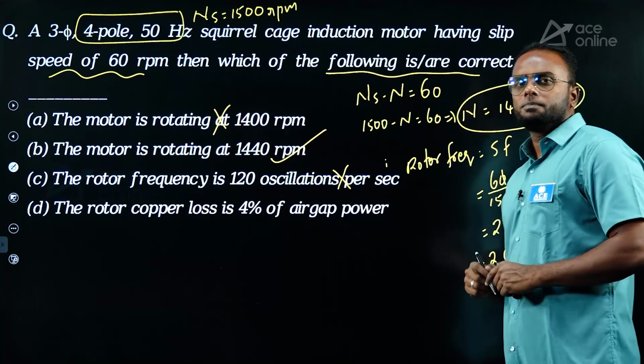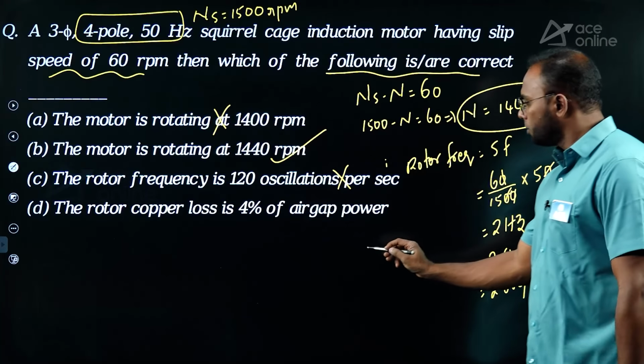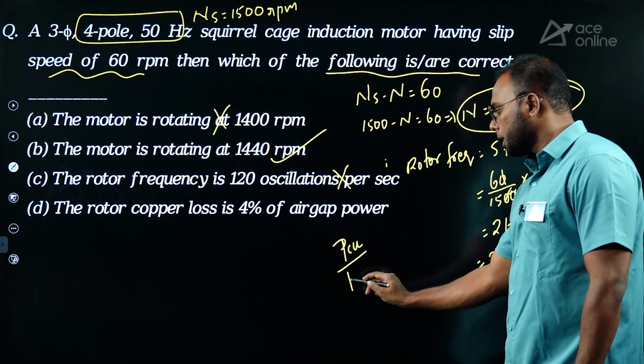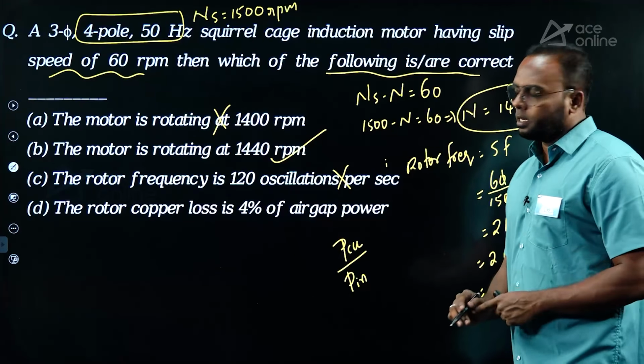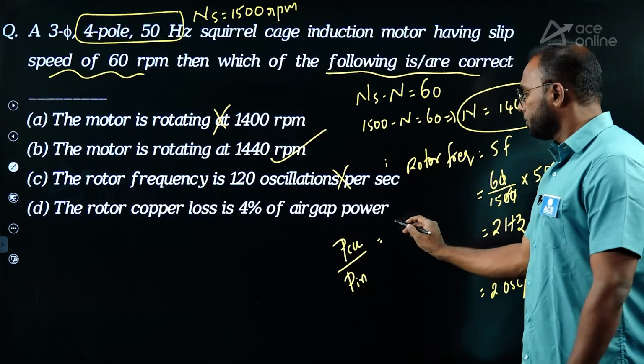We have one relation, no? With respect to rotor copper loss and air gap power or rotor input power. What is that? Rotor copper loss divided by rotor input power, nothing but air gap power it is. Rotor input only we call air gap power. So what is that relation? Copper loss by rotor input? Yes, this is yes.